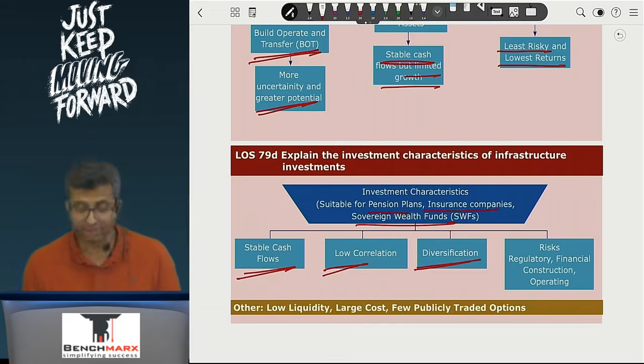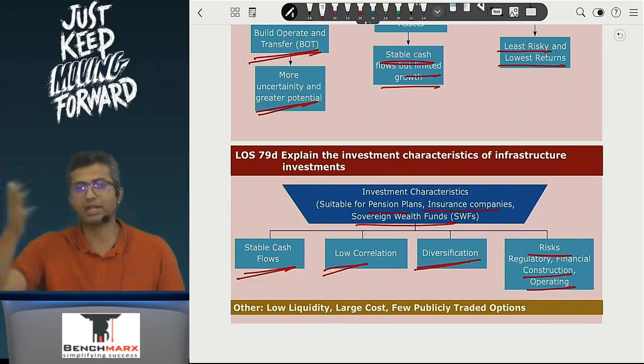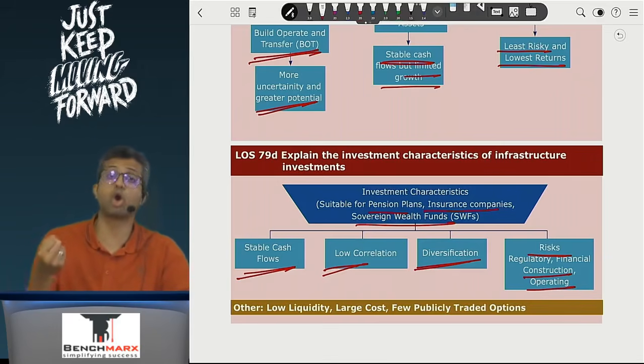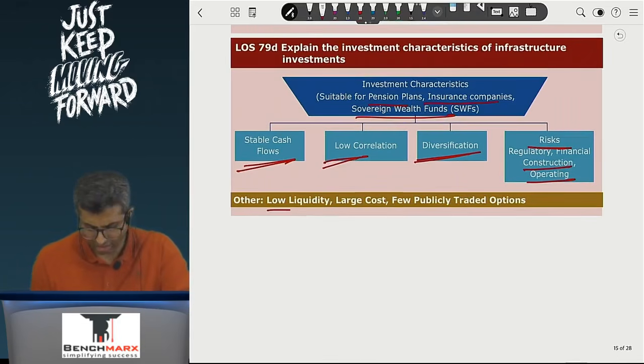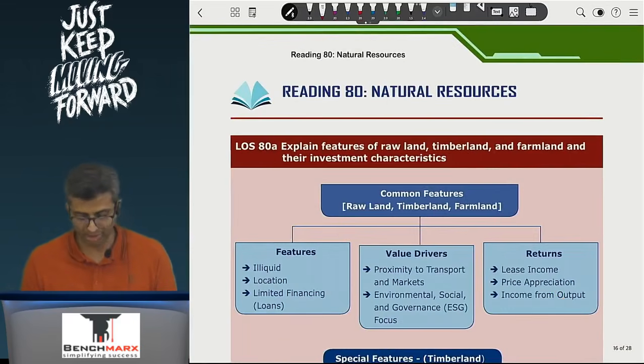It gives you excellent diversification because of the low correlation, but it has a lot more risk, like a regulatory risk, a financial risk, constructing risk, operating risk. Like people might come and just destroy it. Like in Mumbai, MNS went one day and they destroyed toll plazas. Said Mumbai people will not pay toll now. Whether it is ethical or not is debatable, but there are a lot of regulatory, operational, construction risks in these investments. Other problems over here are low liquidity, it's not as easy to exit, the relatively large cost, and very few publicly traded options over here. Unlike REITs, you don't have a trust or units for infrastructure investment.